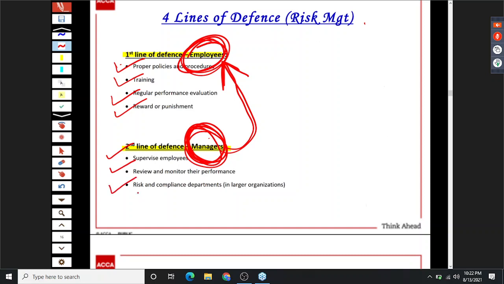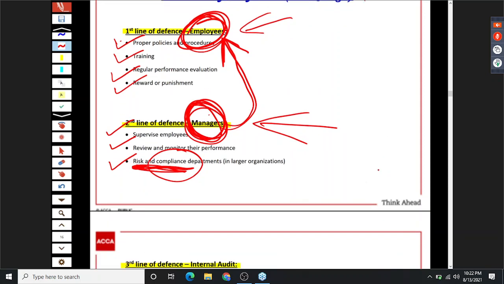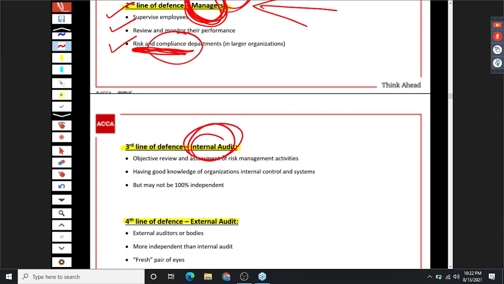In larger organizations, there is a separate risk and compliance department, especially a compliance department. Some of you might be working in a compliance department. So in large banks or large complicated organizations, there is a separate function called compliance. Their only job is to make sure that employees are complying with all the policies and procedures. They do spot checks, they do audits, they do this, they do that. So the first line is employees. The second line of defense is the managers who supervise them. Then comes the third line, which is internal audit. How do we know?